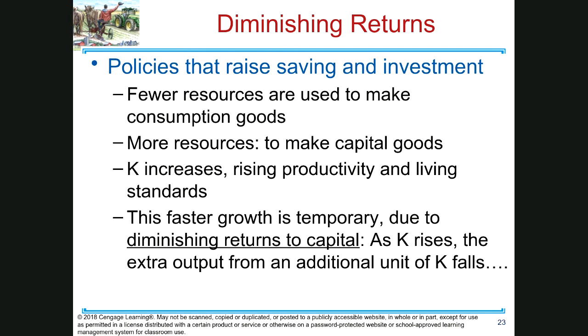Policies that raise saving and investment. Fewer resources are used to make consumption goods, more resources to make capital goods. K increases. When K increases, remember, it raises the productivity of labor and then the living standard. The faster growth rate, and this faster growth rate is temporary. Okay. Now, due to this term here, it's familiar, diminishing return to capital. As capital increases, well, productivity increases. But at a certain point, it does not work anymore.